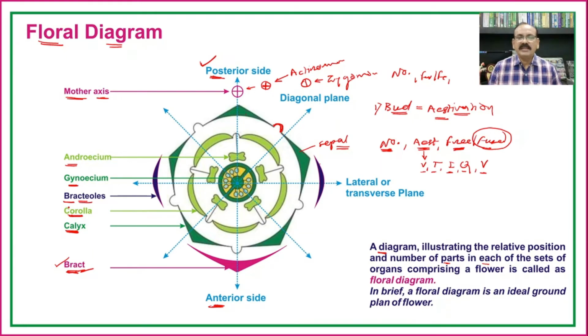In case of the stamen, there may be presence of some staminodes, and if there is the presence of staminodes, then we have to represent it either in the form of a star or in the form of a cross, so that that position of the stamen indicates that there is a staminode present.